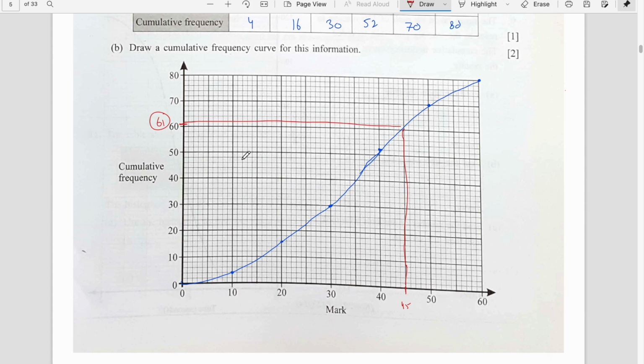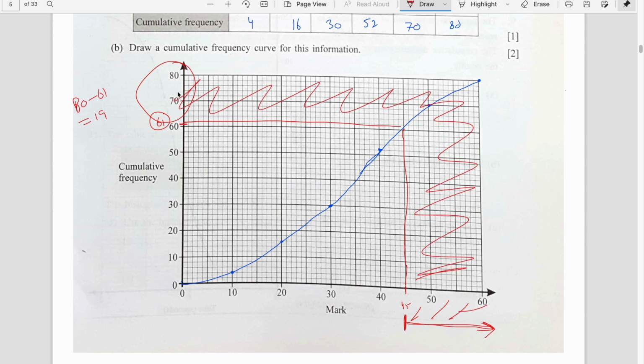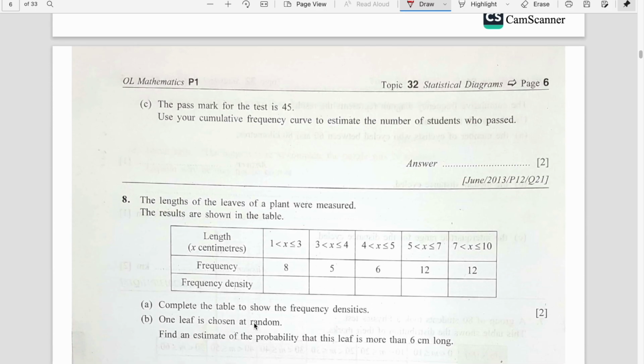Okay, it is intersecting at 61, but these are the students who passed, which is 80 minus 61, 19. Why? Because 45 is the passing marks. So those students who scored 45 or more than 45, these are the ones who passed. So they are 19.